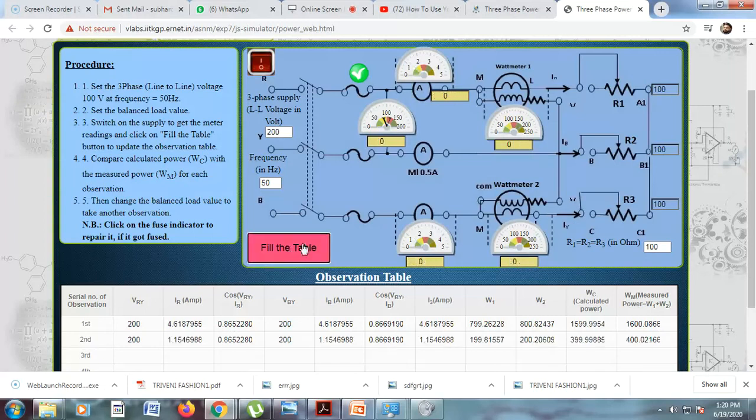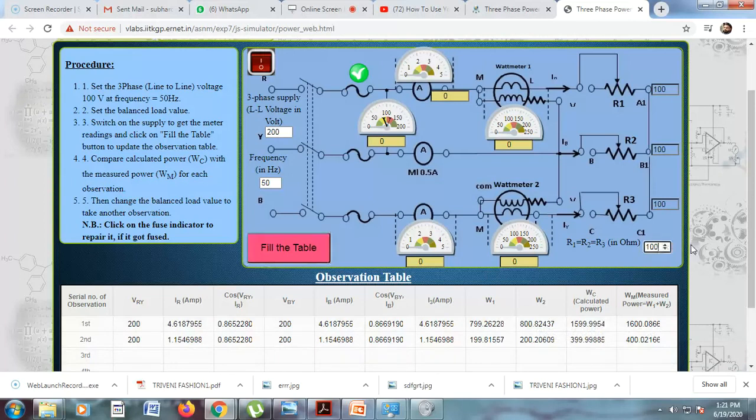Now fill the table again. The power factor is 0.865280, and the current is 1.154. This reading is the power factor reading. Then ampere, wattmeter 1, wattmeter 2. Sorry, this is wattmeter 1 plus wattmeter 2. This is the calculated power.